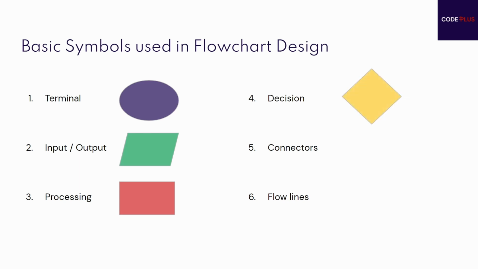Number 4 is decision. The diamond symbol denotes a decision point such as a yes/no question or true/false. Number 5 is connectors. The circle shape represents connection between flowcharts. Whenever a flowchart becomes complex or it spreads over more than one page, it is good to use connectors to avoid any confusion. Number 6 is flow lines. The arrows represent the direction of flow control and relationship among different symbols.